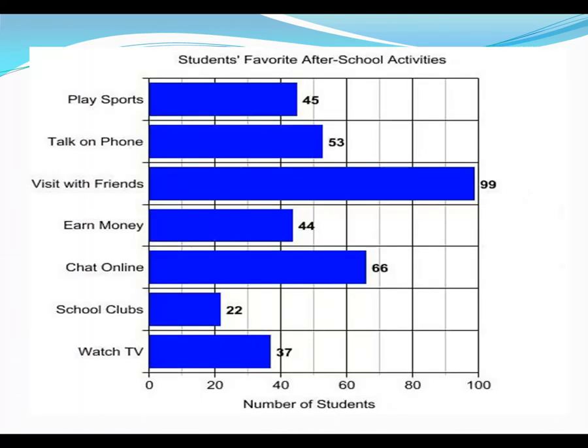So this is what the bar chart represents, the number and its corresponding activities. And looking at this bar chart, one can come to know which is the most favorite activity of the students, which is the least favorite activity of the students. In a similar way, which is the average favorite activity of the students, and so on.